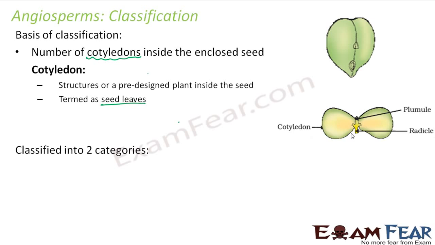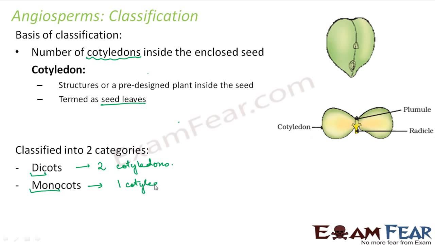Based on this, it is classified into two categories, dicots and monocots. Needless to explain what dicots are: di means two, so that means two cotyledons. Similarly, mono means one, so monocot is one cotyledon. Now we will talk about dicots and monocots. That itself will explain the structure of angiosperms.